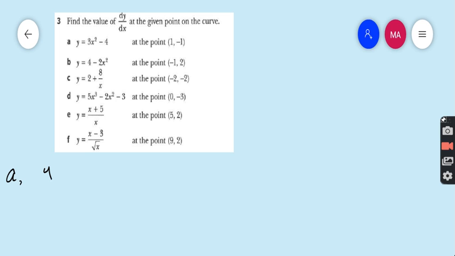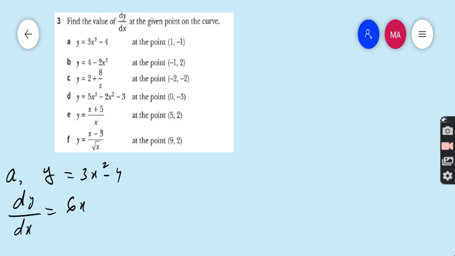Part A is y = 3x² − 4. So dy/dx means derivative. The derivative of 3x² is 6x and of minus 4 is 0, so it is not necessary to write 0.